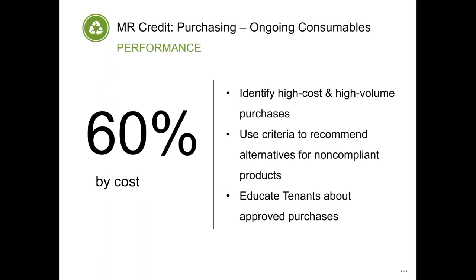So we are looking at 60% by total cost required to be compliant for pursuing this credit. You're looking at your high cost and high volume purchases. You can use the criteria to recommend alternatives for any products that may not fall within the criteria. And then of course, educating tenants about approved purchases and certain qualifications that a product might have can be very helpful as well. So for these credits, you're looking at total dollar amount and then a percentage of that cost needing to be compliant for achievement.